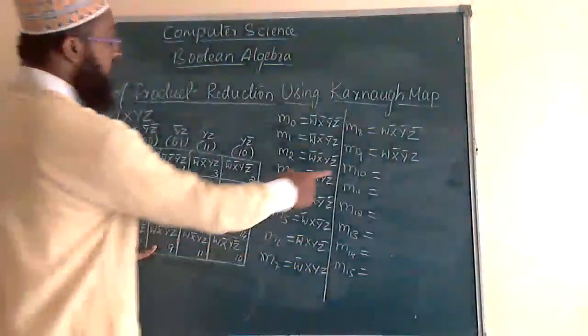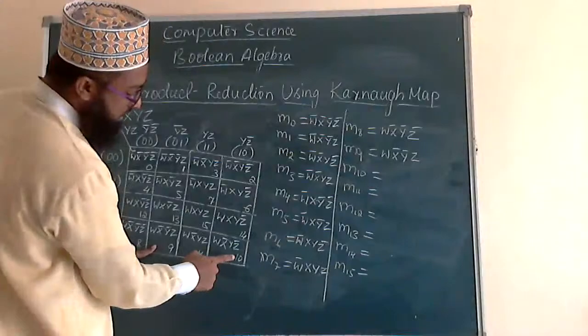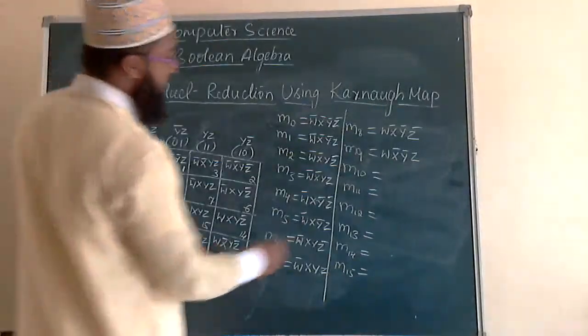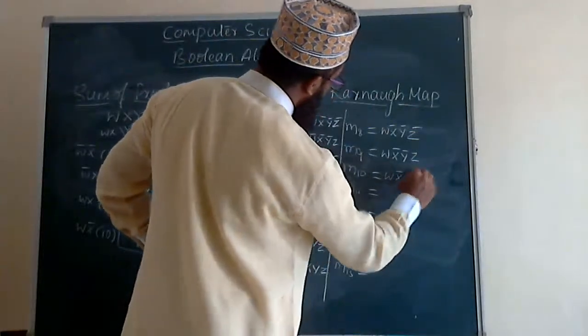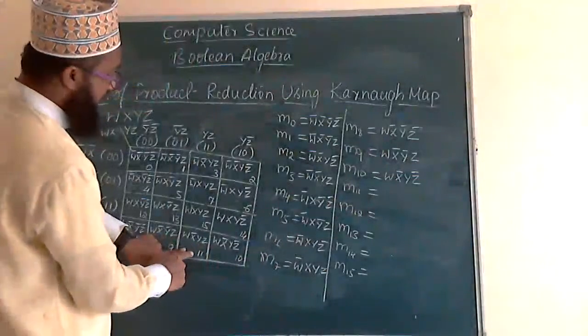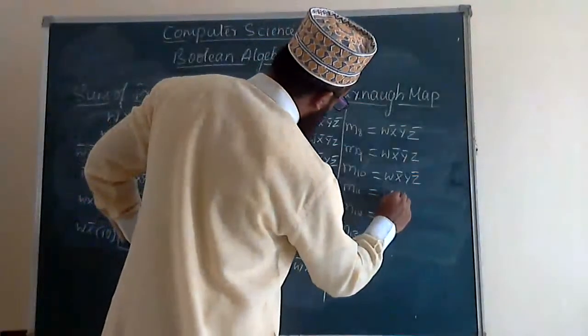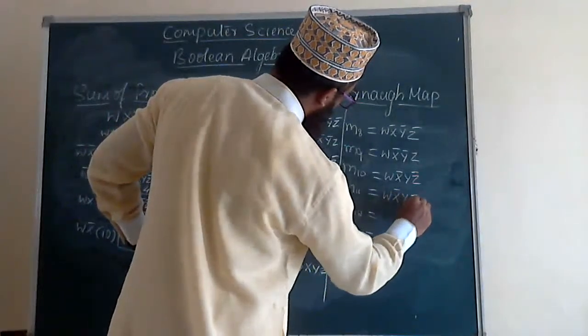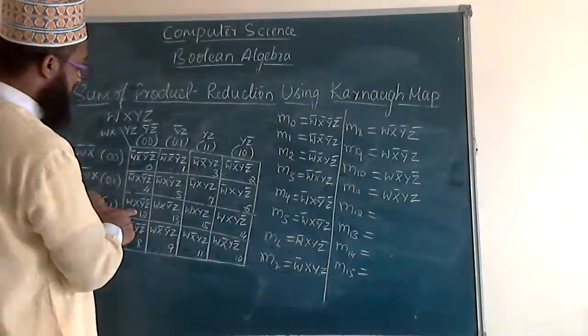Then m10. Remember m10. So 10 is here, write from here: w x bar y z bar. After that m11. m11 is beside 10. Here is 11: w x bar y z. Then m12. Okay, where is m12? m12 is here. 12.